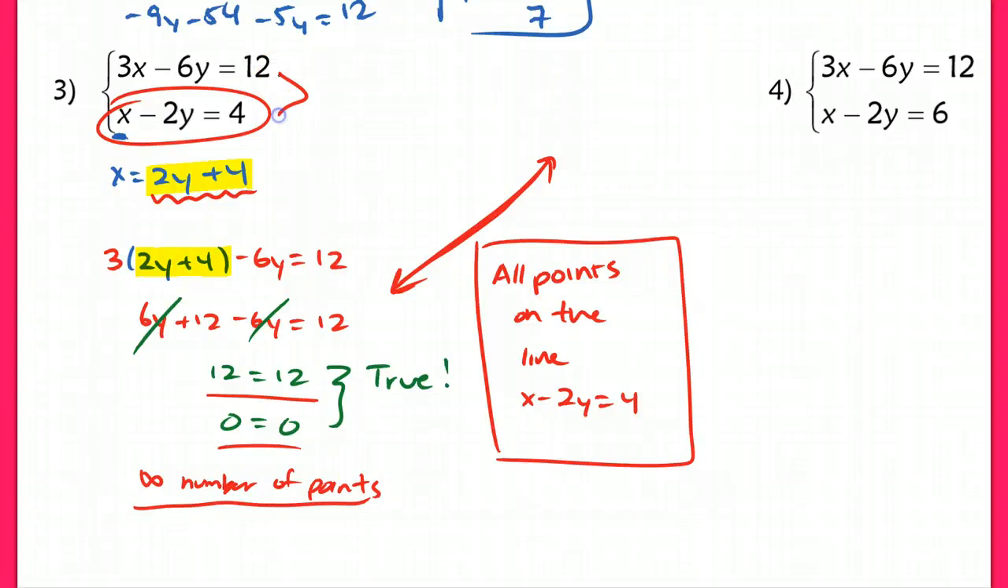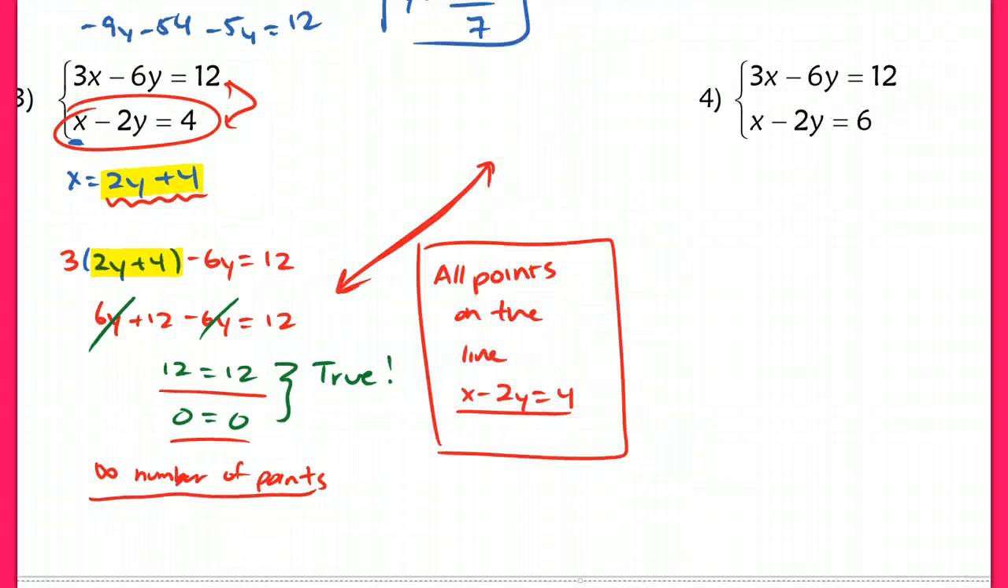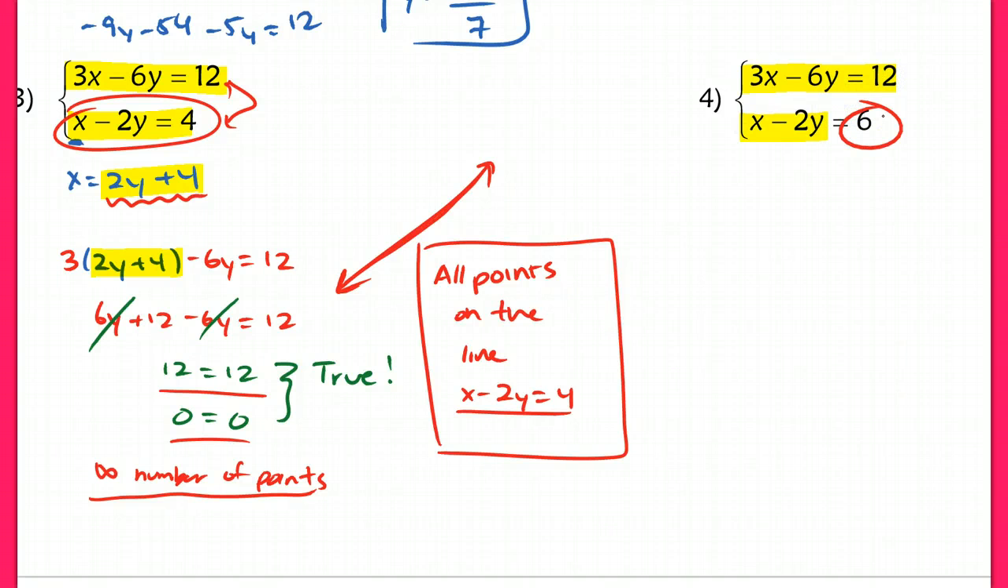Because these two lines are equivalent to each other, we can just choose one of them and write on that line. Okay? I want you to notice that in problem number 4, I have almost the exact same linear system. The only difference is that this is now a 6 instead of a 4. So we'd still solve for x in the bottom equation, and I isolate that and get x equals 2y plus 6.